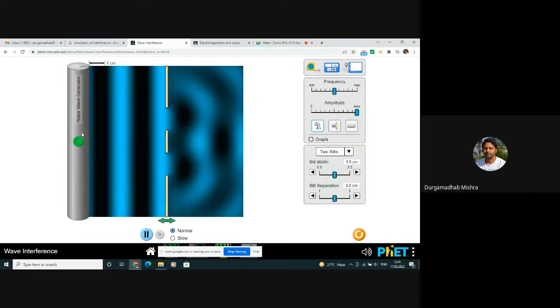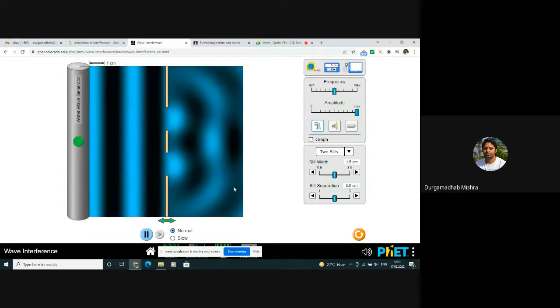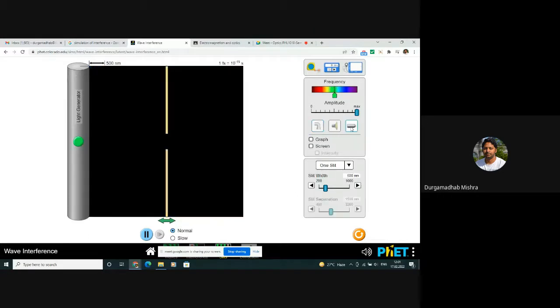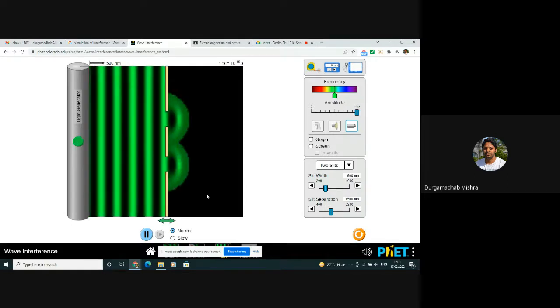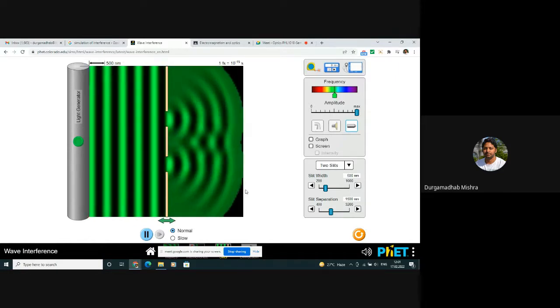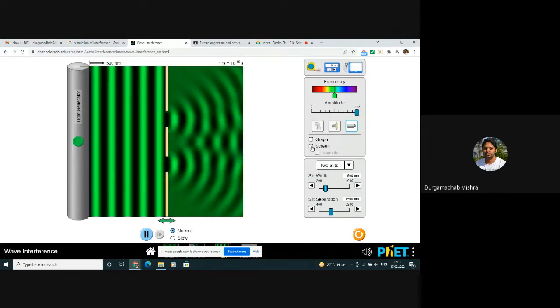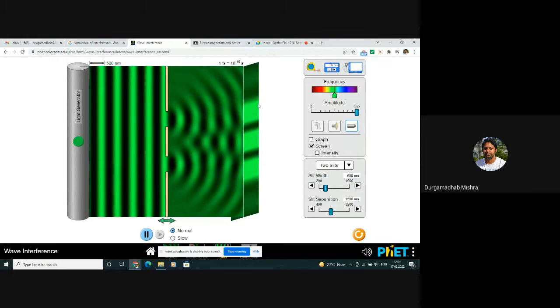Okay, so what we are generating is a water wave. You can choose, let's say, a light wave, for example, here. If I choose the light wave and I choose, let's say, two slits, and now I start with the light, let's say green light, I will have an interference pattern. If I click on screen, I will see these fringes here.